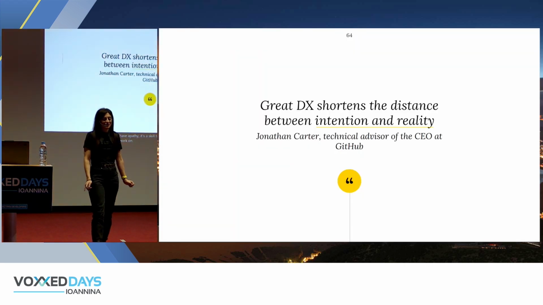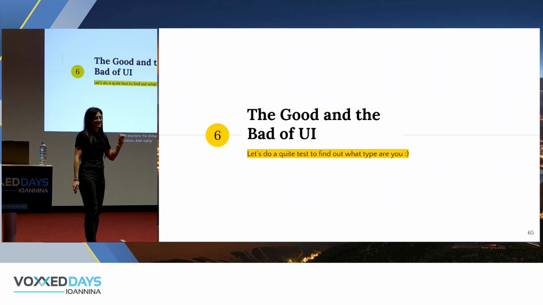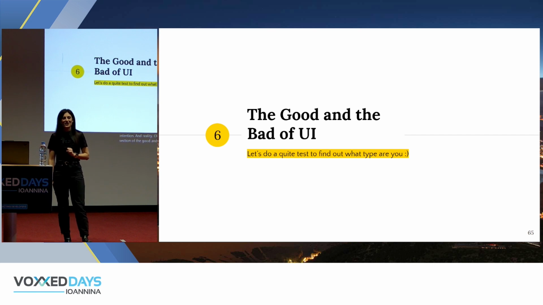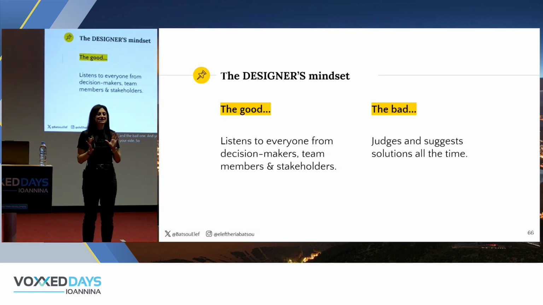I found a quote from Jonathan Carter that I really liked, and I thought to have it here. It says, "Great DX shortens the distance between intention and reality." Okay, last section, the good and the bad of UI. You will see 2 columns, the good one and the bad one, and you can pick your side. So, this is the designer's and the developer's mindset.